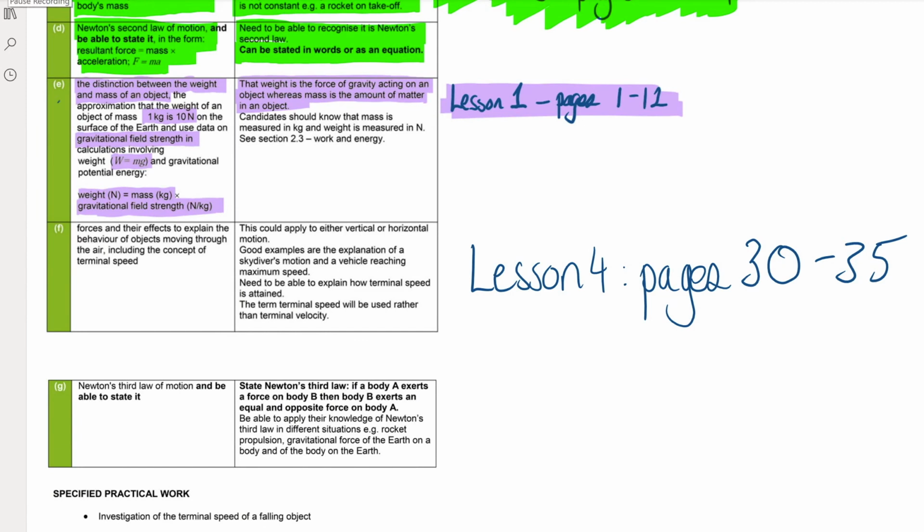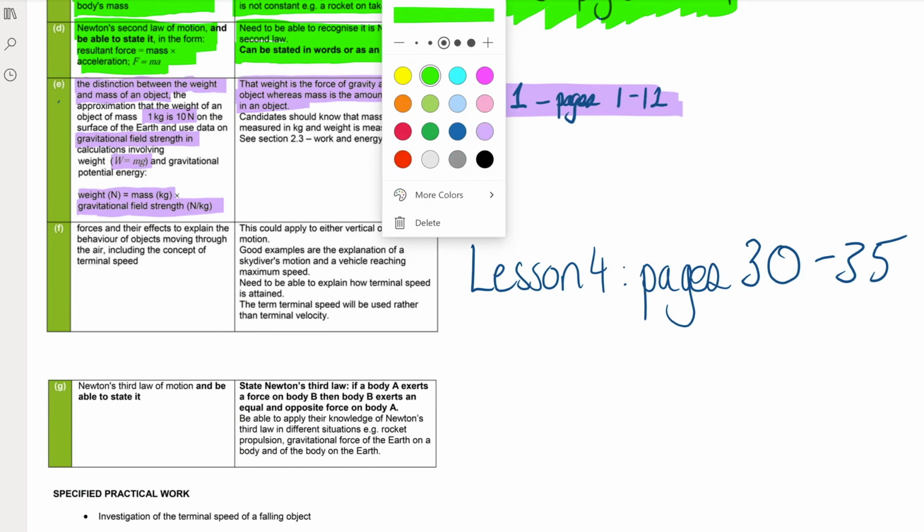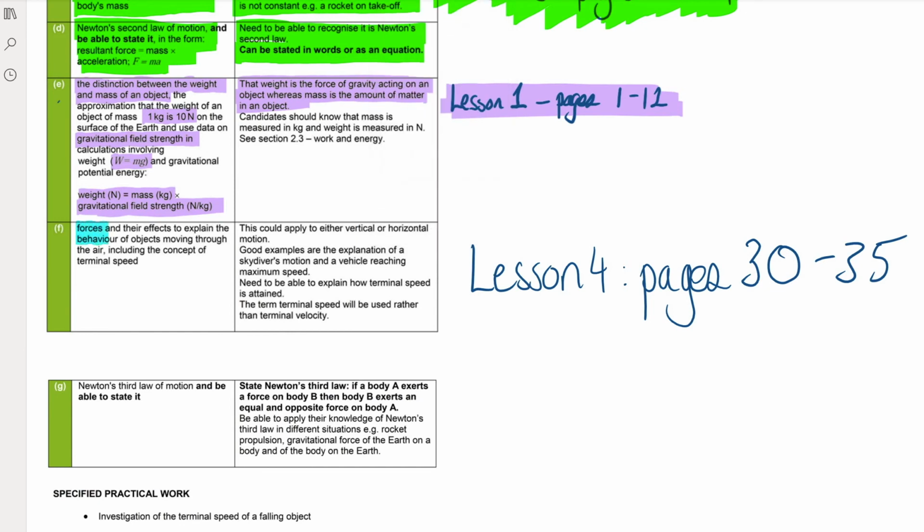It's part, or I should say section F, on the specification, and it reads: forces. To learn how forces and their effects explain the behavior of objects moving through the air, including the concept of terminal speed.